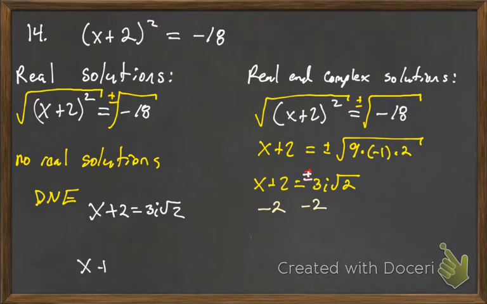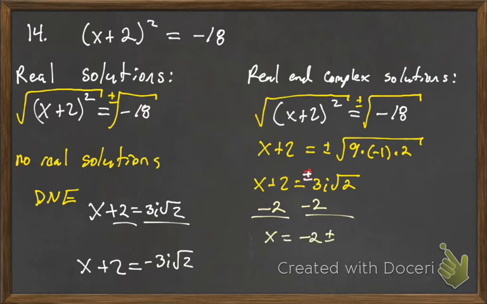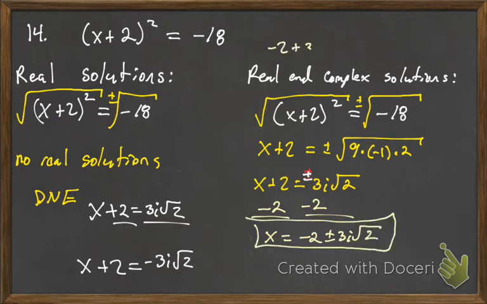3i root 2, and so that would be your two separate equations there. In both cases, we'll subtract 2, and we get x is equal to negative 2 plus and minus 3i root 2. Okay, so if we finish solving these, that would be your two distinct answers if they asked over the complex numbers. Okay.